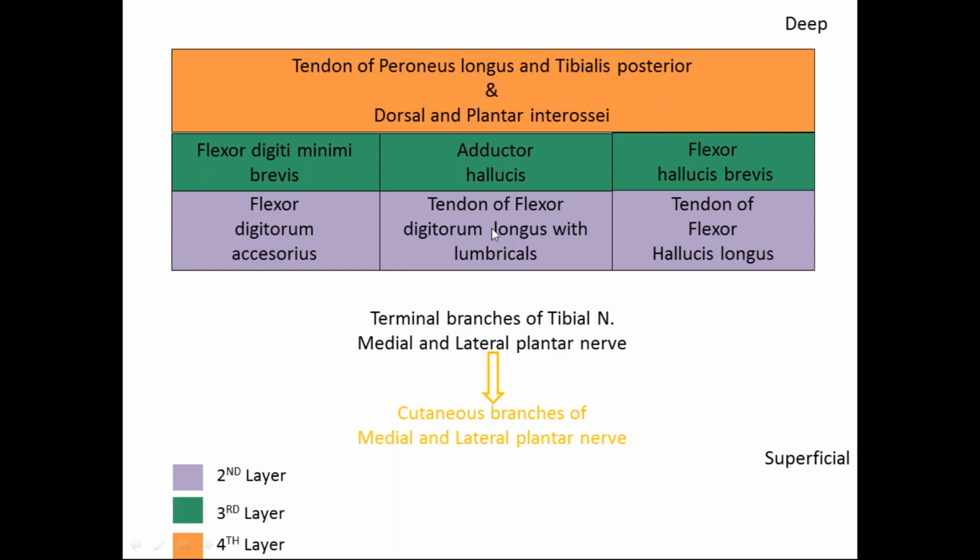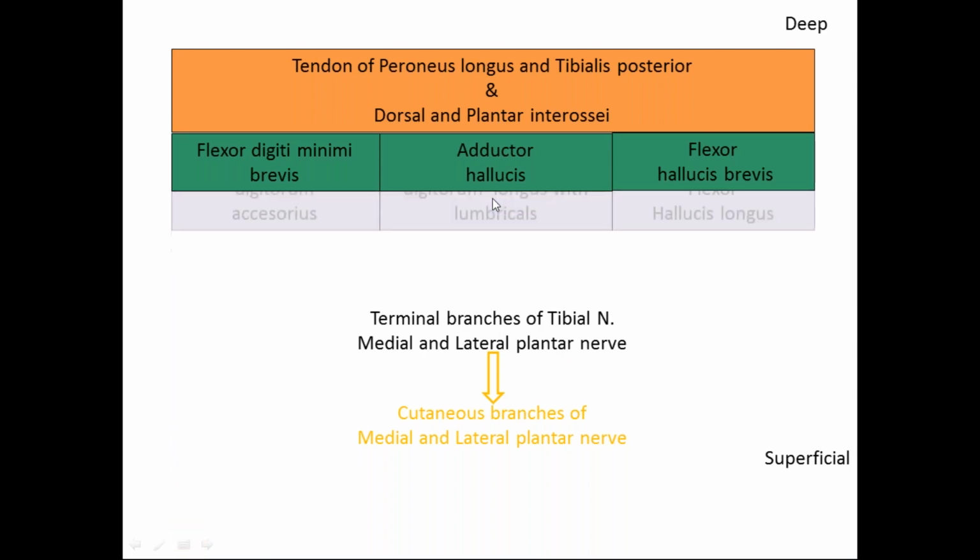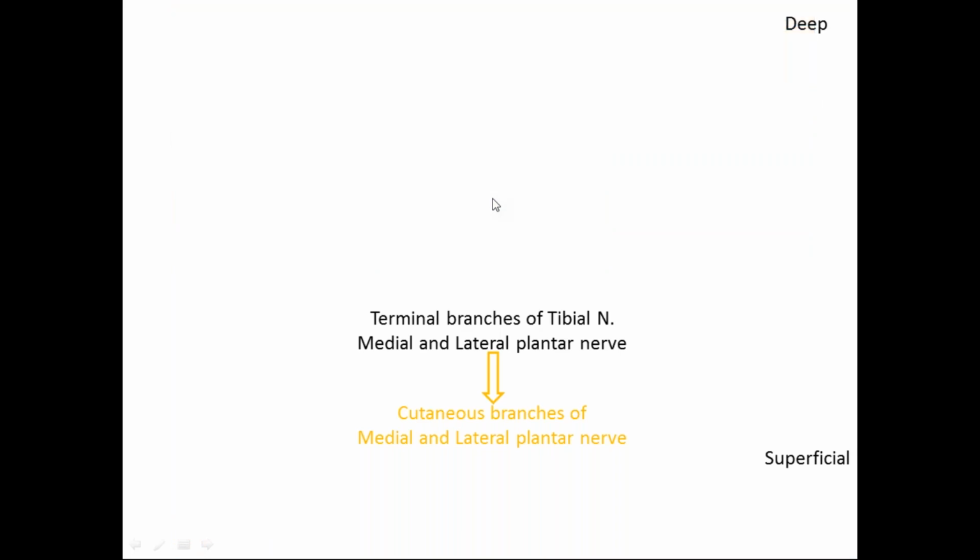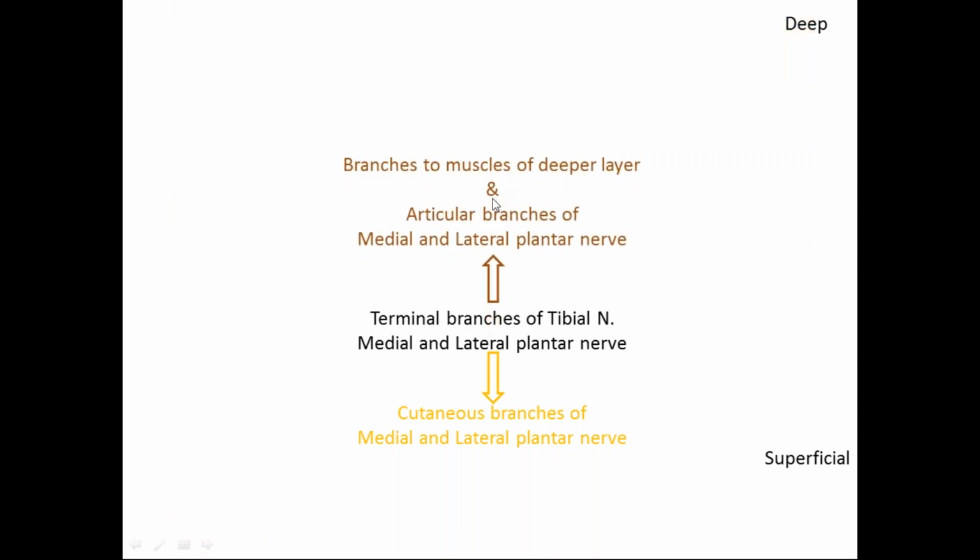Now, if we go further towards a deeper aspect to dissect the other layers, like the second layer, third layer, and the fourth layer, if we dissect these layers one by one, then we can see at each step some of the branches which are going to the muscles of the deeper layer, and the articular branches from the medial and lateral plantar nerve which are going to supply the different joints. So basically, to identify the nerve, we have to dissect the superficial fascia, the plantar aponeurosis, and the first layer of the muscle. Then only we can see the terminal branches, right?